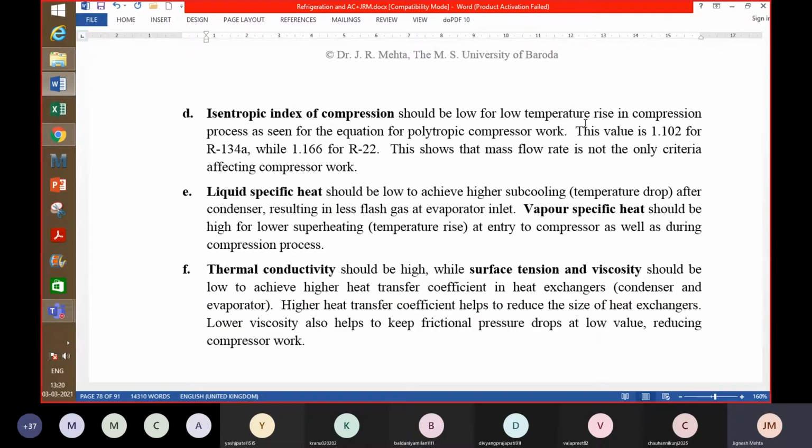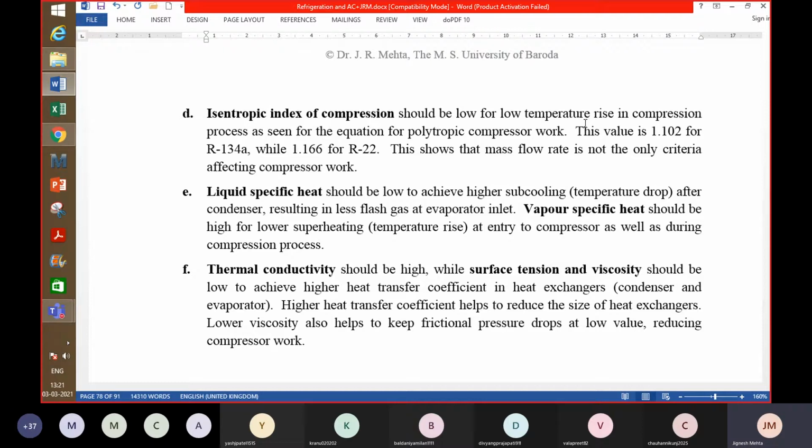Vapor specific heat should be high for lower superheating. Okay, so if you can recall the liquid suction heat exchanger, which uses the vapor coming out of the evaporator to cool the liquid coming out of the condenser. So here, if the vapor specific heat is high and the liquid specific heat is low, what will happen is for the same heat exchange, the superheating will be less, but the subcooling will be more. Right?